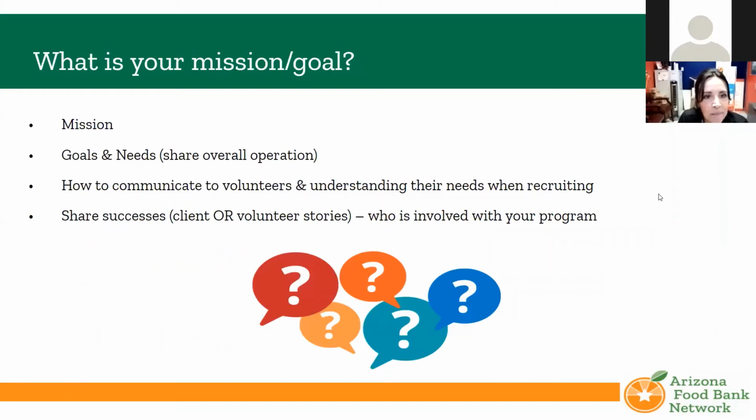And then next up is mission and goals. You always want to know your mission statement, or whatever your mission is. You want to have a full understanding of that, and you want to share the mission with all your volunteers, because if volunteers believe in the mission, they're going to keep coming back. So it's a good thing to educate them on.